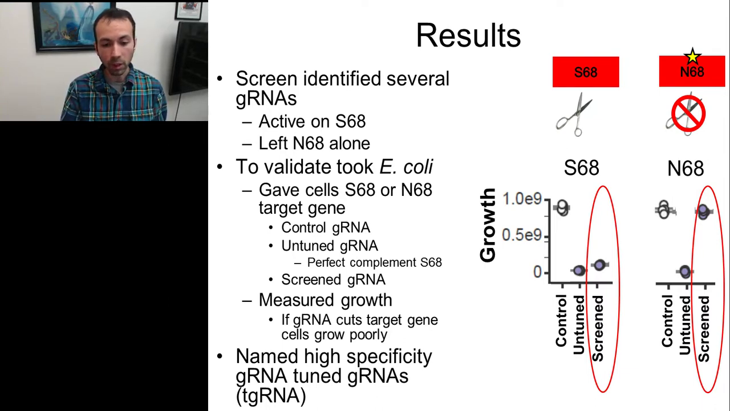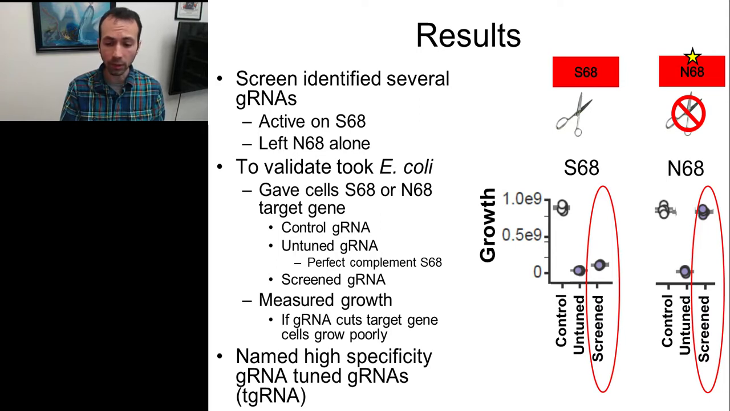After we threw those into cells, we quantified cell growth. What's important to know for this assay is that if the guide RNA cuts the alleles, the cells grow very poorly. What you see is that the control cells grow very well because the guide doesn't touch either of the alleles, so it leaves them alone. They hit nice density. If you feed cells an untuned guide, you see that both S68 and N68 alleles die. That's because the guide basically kills them both, and doesn't really discriminate between either of them.